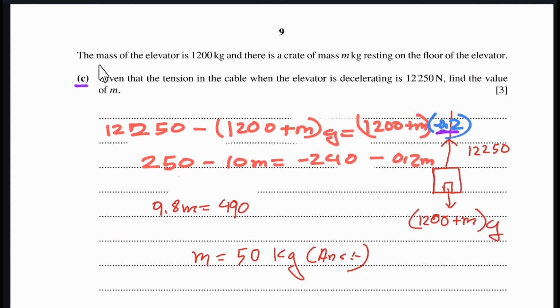Then in part C, the mass of the elevator is 1200 kg. So this is our elevator and this is the object inside the elevator, that is the crate. The crate has a mass of m kg and the elevator has a mass of 1200 kg. The crate is resting on the floor of the elevator.